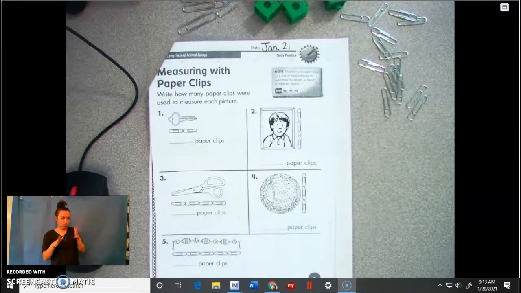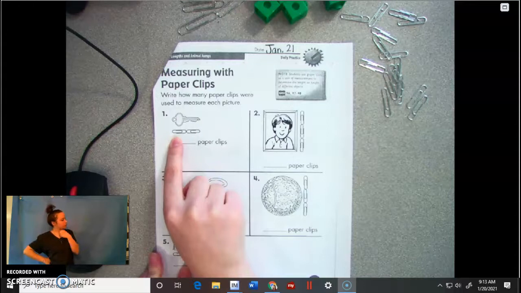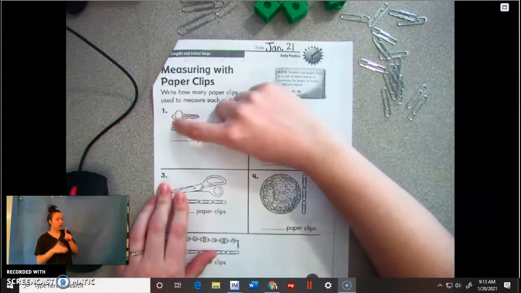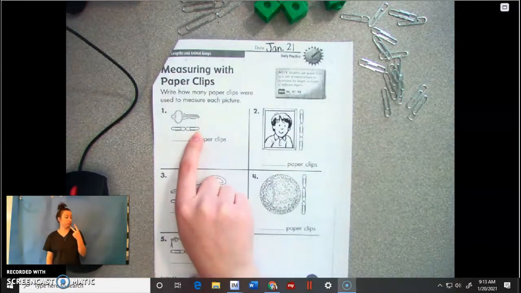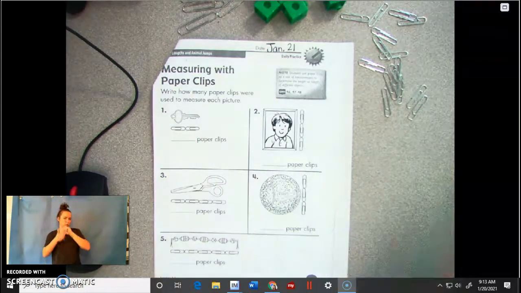So let's look at the first one. We're measuring a key, and it has how many paper clips? Well, let's check and make sure that it's lined up on each end. Let's count. 1, 2. So how many paper clips? 2. So write a number 2 in that box.